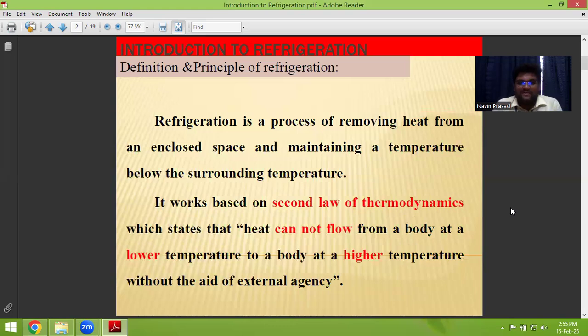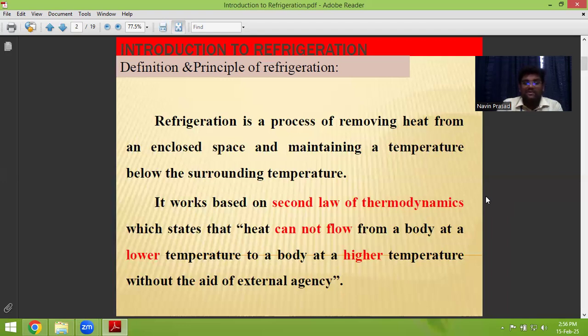So first, definition and principle of refrigeration. Refrigeration is a process of removing heat from an enclosed space and maintaining it at a temperature below the surrounding temperature. It works on the second law of thermodynamics, which states that heat cannot flow from a lower temperature region to a higher temperature region without the help of any external agencies. So heat can move from a higher temperature region to a lower temperature region without any external agency, but heat cannot flow from a body at a lower temperature to a higher temperature region without any external aid.